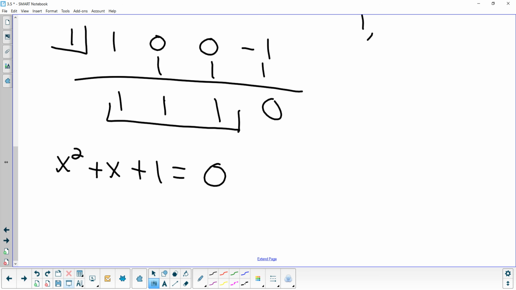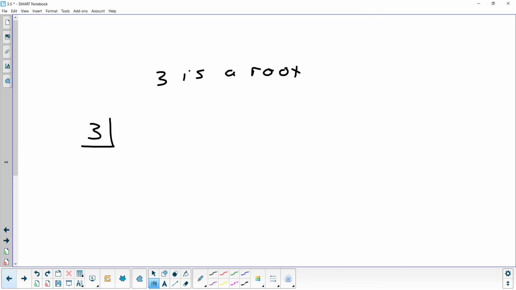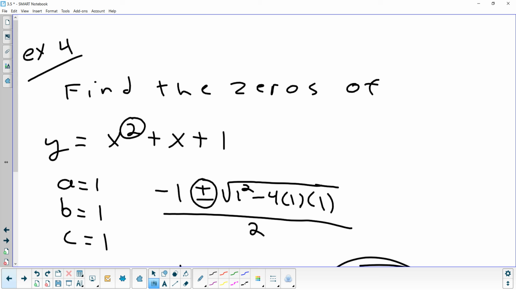Now, look at this equation. x squared plus x plus 1.